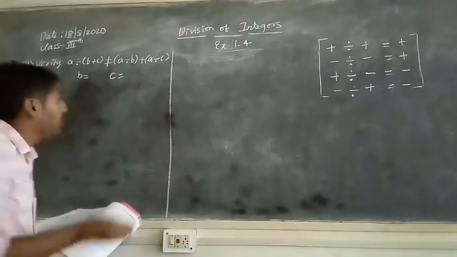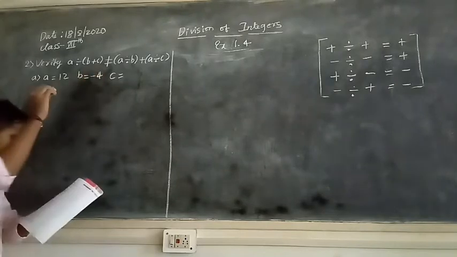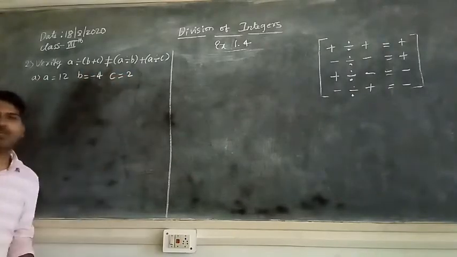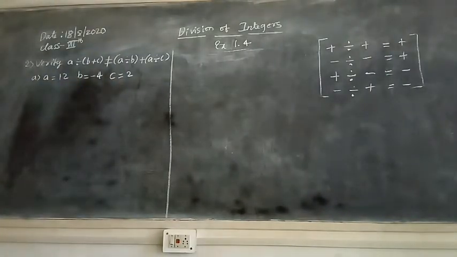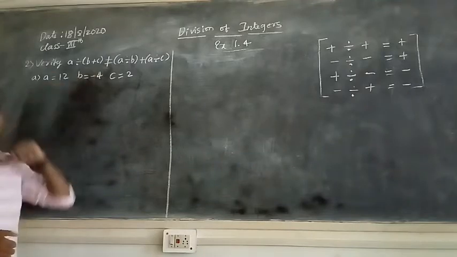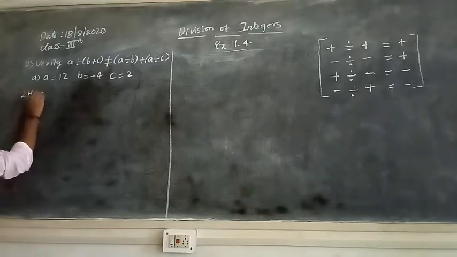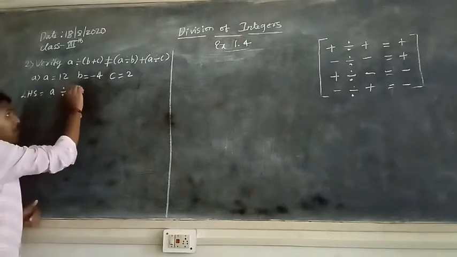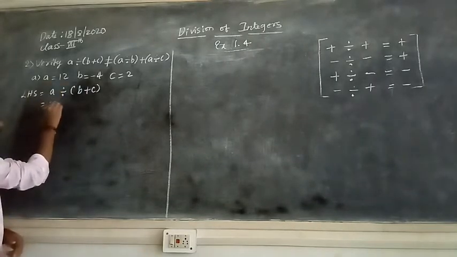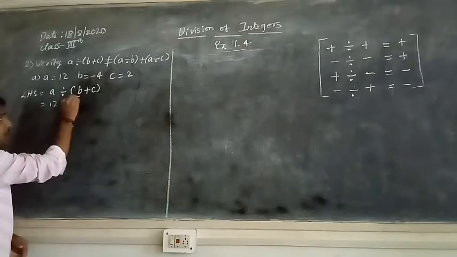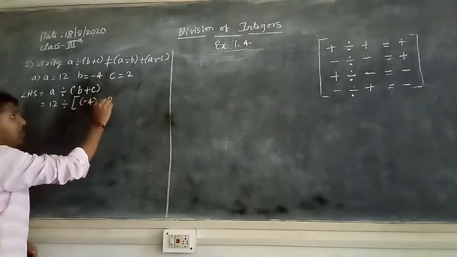So values are a equals to 12, b equals to minus 4, and c equals to 2. So how to solve this one? Just put the values in the equation. First take the LHS. LHS equals a divided by b plus c. Just put the values. A value is 12. 12 divided by, b value is minus 4, no? So take it as another bracket, minus 4 plus c value is 2.